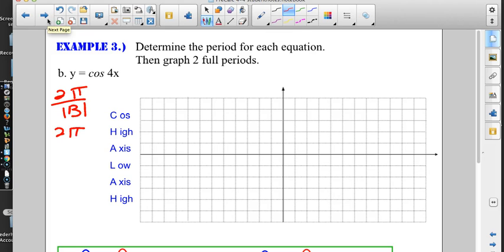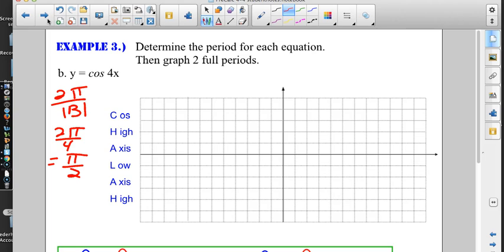So 2 pi over 4 is going to give me pi over 2. Huh. So we've gone from 2 pi down to pi over 2. Does that make sense with the number they have up there? Yeah, because it's a 4. And remember, a 4 in front of the x means we're actually going to horizontally shrink this to a fourth of its size. Pi over 2 would be a fourth of that.